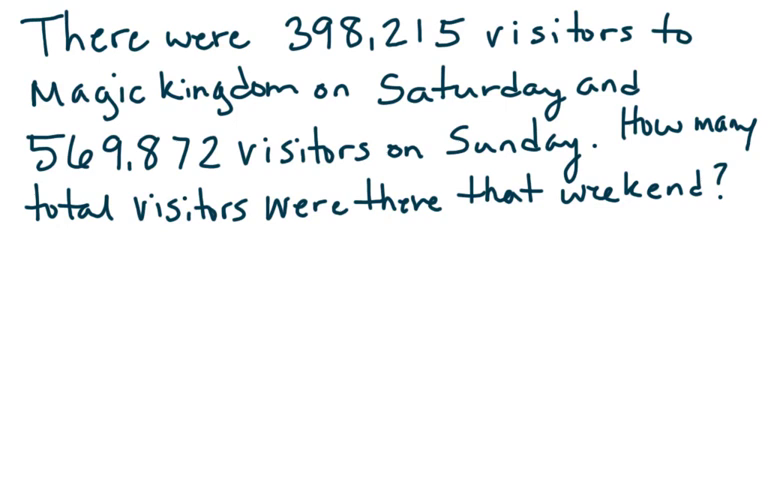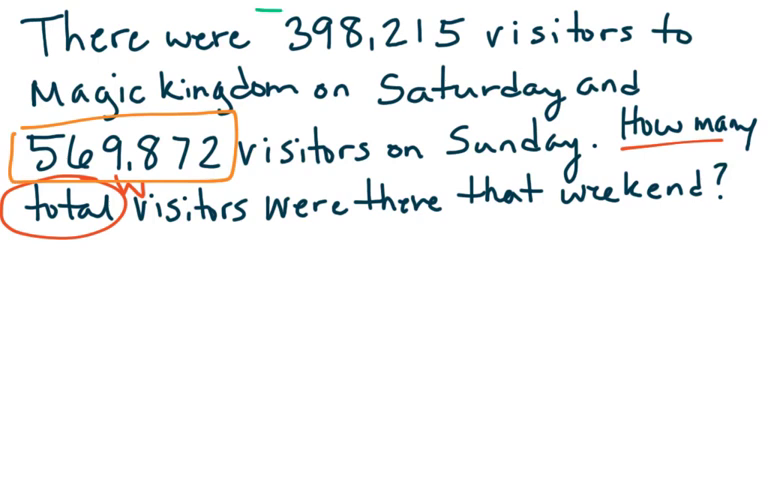For this problem, I want to know how many total visitors there were. So this is going to be my whole. This over here is one of my parts, and here is my other part. In this case, I have both parts, and I'm missing my whole. I'm missing my total. So let's draw a quick diagram to show me what that would look like.